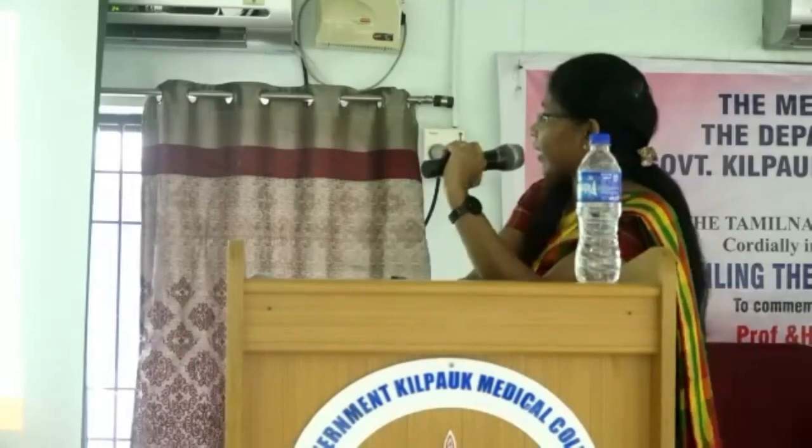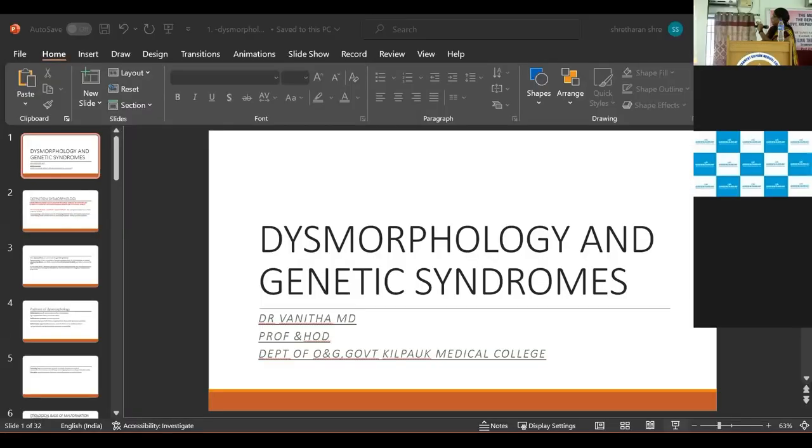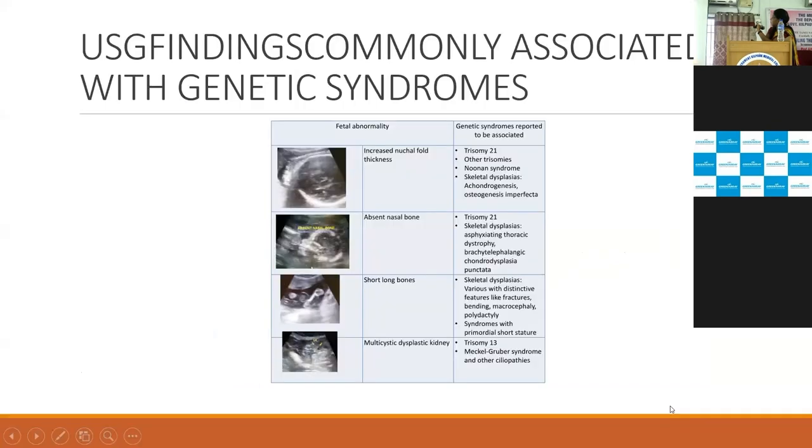We see this in trisomy 21, other trisomies, Noonan syndrome, skeletal dysplasia, achondrogenesis, osteogenesis imperfecta, the absent nasal bone. Short long bones are mainly seen in Down syndrome, skeletal dysplasia, syndromes with primordial short stature also. So multicystic dysplastic kidney also signals an abnormal genetic cause, as in trisomy 13, Meckel-Gruber syndrome.